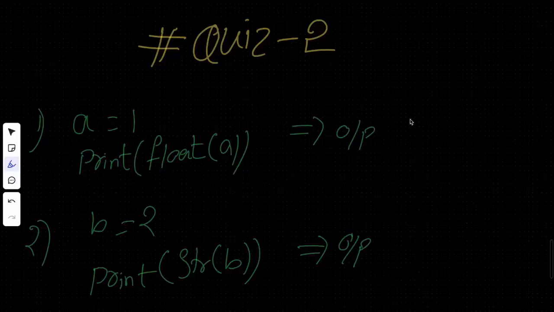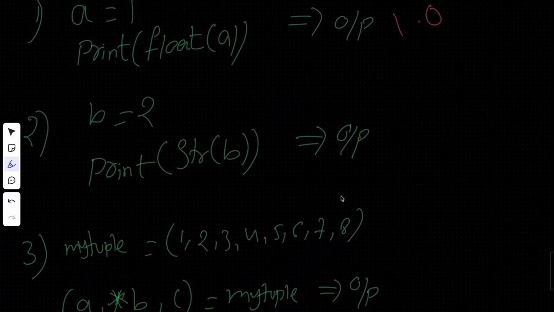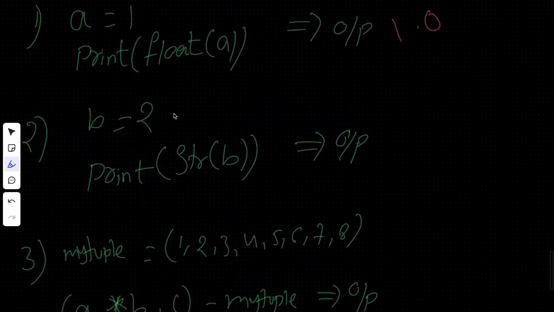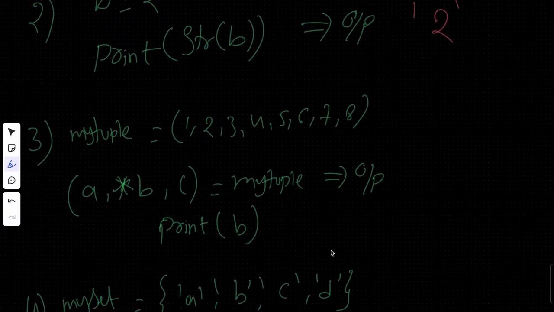Before going to the topic, we'll quickly discuss the previous video's quiz questions and then we will start. First question, a equal to 1 and print float of a. That means a equal to 1 is an integer and we are converting it into float. So the output is 1.0. And next, b equal to 2, we are converting the integer to string type. That's why it will return string of 2. Next we have a tuple.